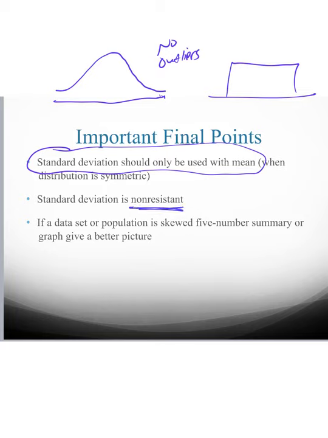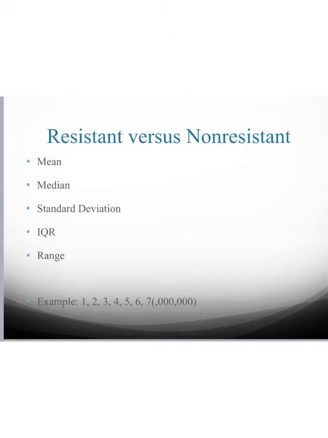So if a data set is skewed or looks like that economic one, the home values, then we're going to be more likely to use the 5-number summary or just some sort of graph to give us the better picture. And with this idea of being resistant versus non-resistant, if you think of this simple data set here, 1, 2, 3, 4, 5, 6, 7, forget the zeros there at this point.